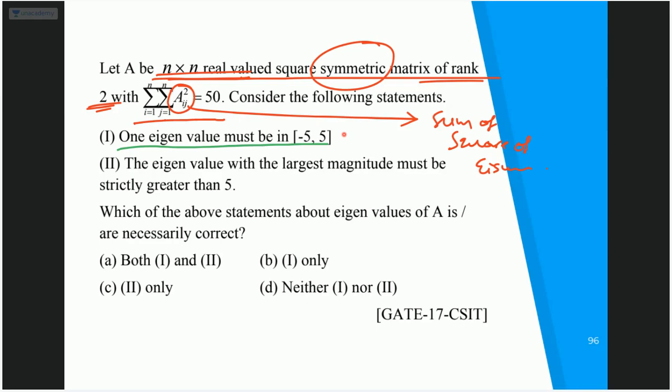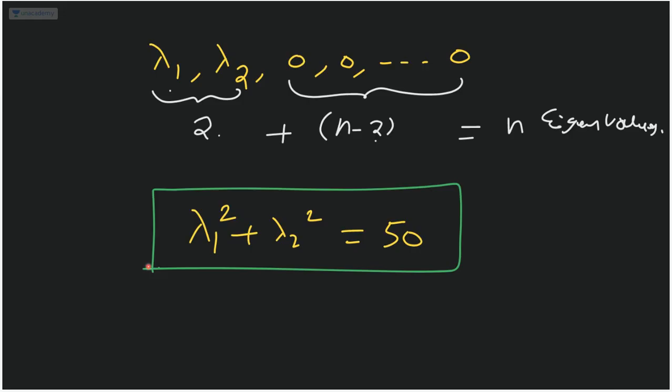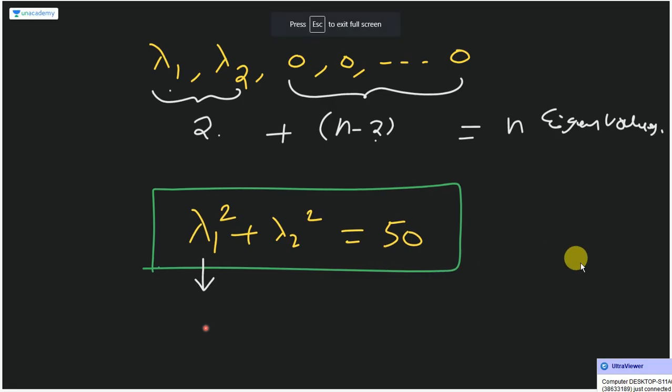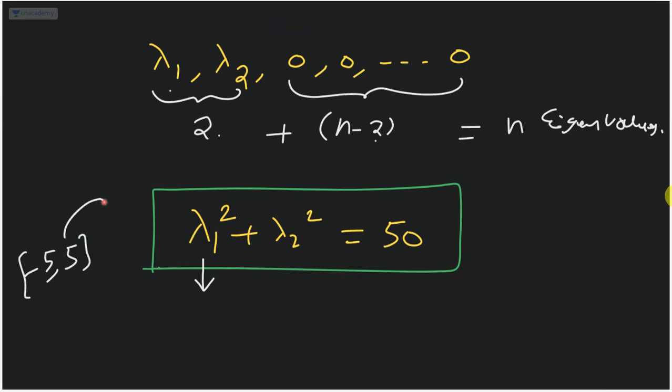Sir, why must one of the eigenvalues be between minus 5 and 5? You are going to find the sum of the squares. If you take lambda 1 beyond the interval minus 5 to 5, suppose one value beyond this interval, say 7, 7 squared is 49. So the other one is compulsorily 1 to get 50. So does this one lie in the interval or not?